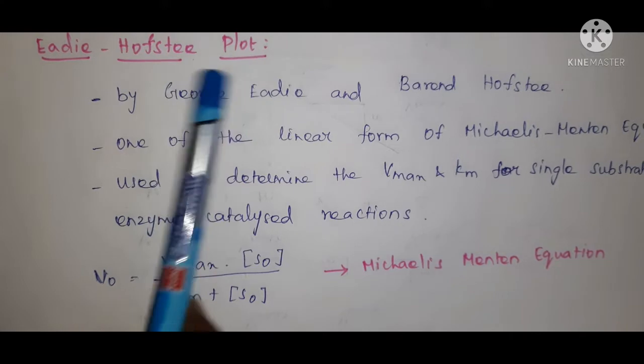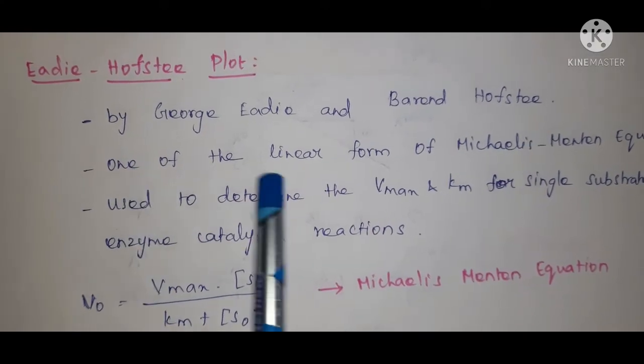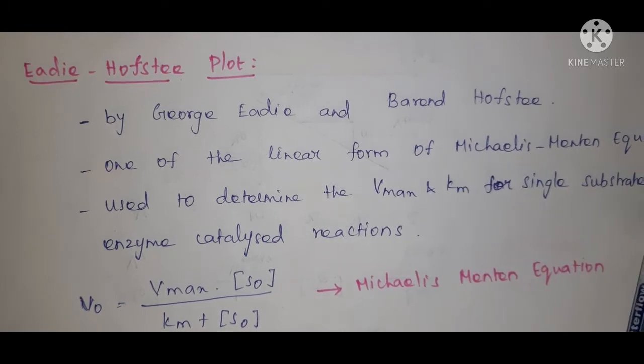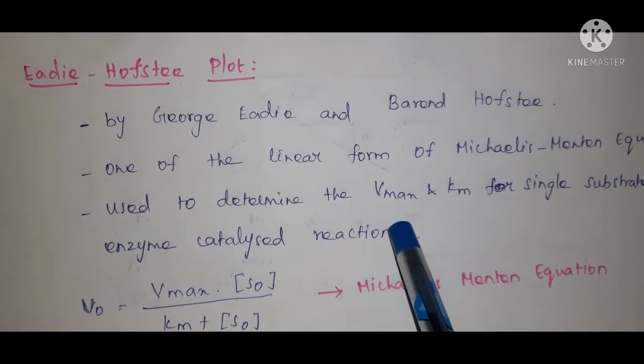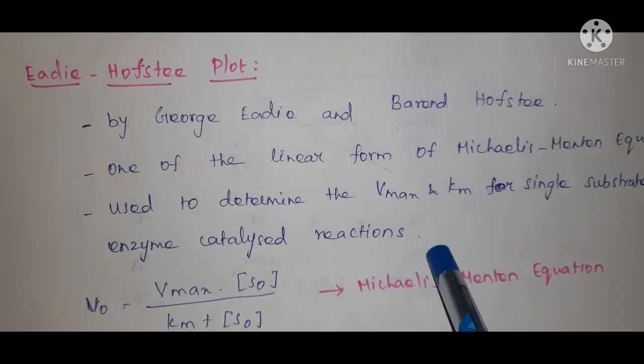Eadie-Hofstee plot. It is given by George Eadie and Barend Hofstee. It is one of the linear forms of the Michaelis-Menten equation, and it is used to determine the maximum velocity and Michaelis-Menten constant for a single substrate enzyme catalyzed reaction.